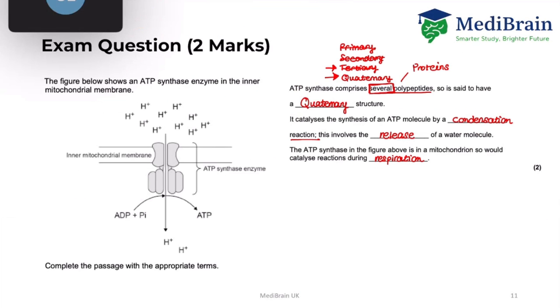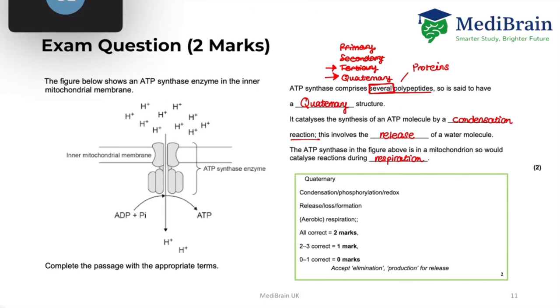Okay, and that's how I would answer this question. If we look at the mark scheme, quaternary, we had condensation, we had release, and we have respiration. Now it says aerobic over here, and I've written just respiration. Aerobic is in brackets. However, always try and include aerobic as well, because some mark schemes I've seen are very picky with the type of respiration.